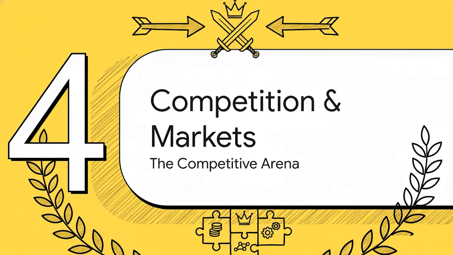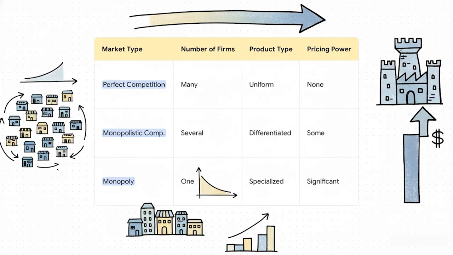Okay, so you've got a handle on your customers and your costs. But here's the kicker. You're not operating in a bubble. You're in a competitive arena, which brings us to the different types of markets out there. It's kind of a spectrum, right? On one extreme, you have perfect competition. Think of a farmer's market with tons of people selling basically the same tomatoes. Nobody really has any power to set prices. Then, way on the other end, you have a monopoly, one company with a ton of control.